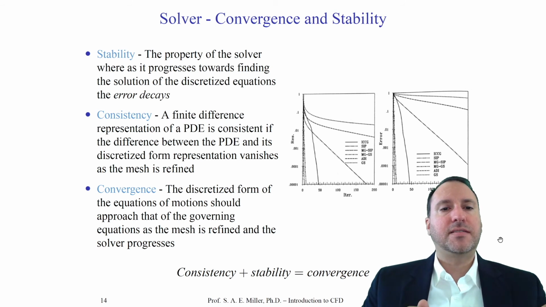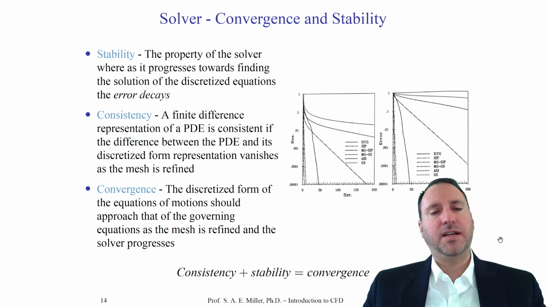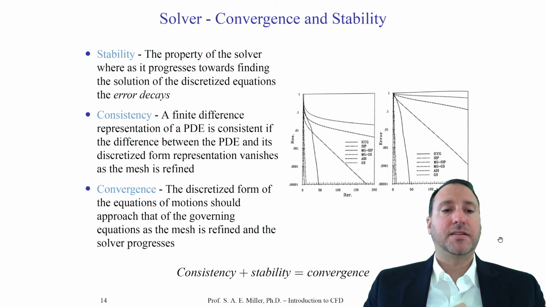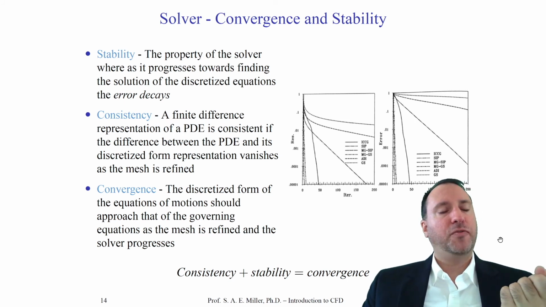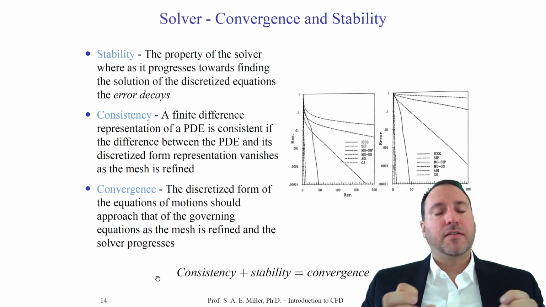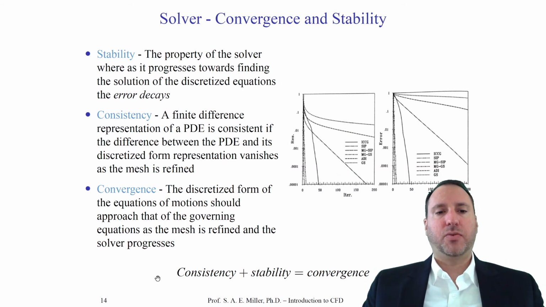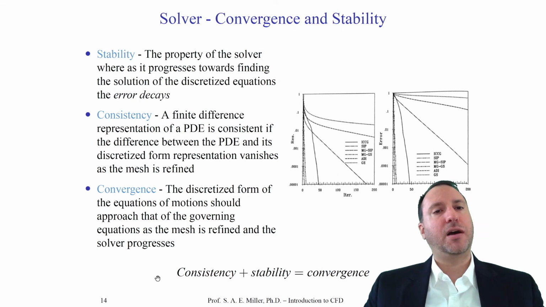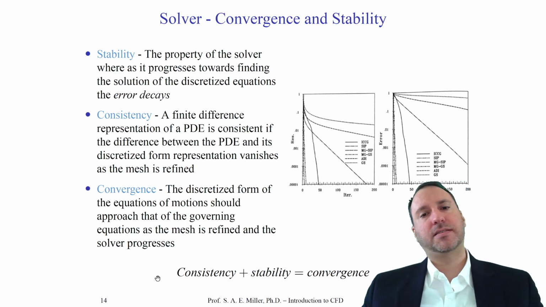This is the idea of consistency, that the discretized form of the PDE is going to give the same solution as the original PDE with diminishing grid point spacing. And it's that simple for consistency. If we have both the properties of stability and consistency, then we have the property of convergence. What is convergence? Convergence means that the discretized form of the equations in motion will approach that of the governing equations as the mesh is refined and the solver progresses. So convergence is the combination of the properties of stability and consistency.